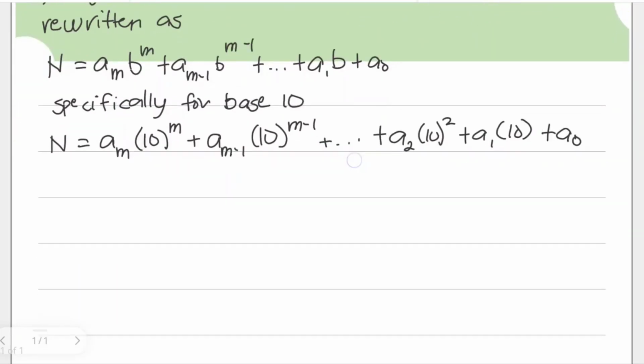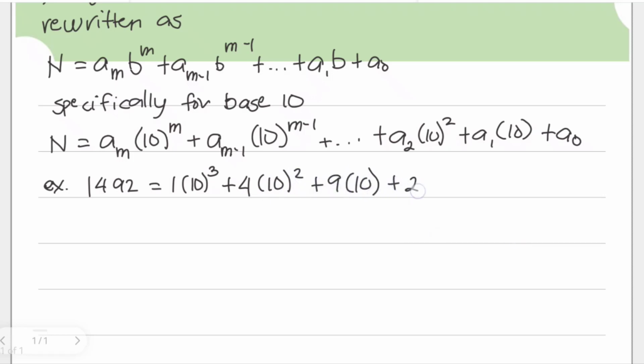An example would be this. If we have 1492 as our n, this can be written as the first digit times 10 cubed, plus the second digit times 10 squared, plus the third digit times 10, plus the units digit times 10 to the power of 0, or just simply 1. So this is our first digit, second digit, and so on until the units digit here. That's what we actually use, base 10.